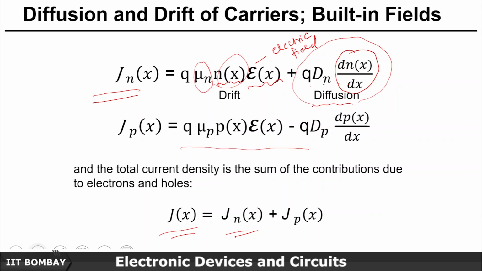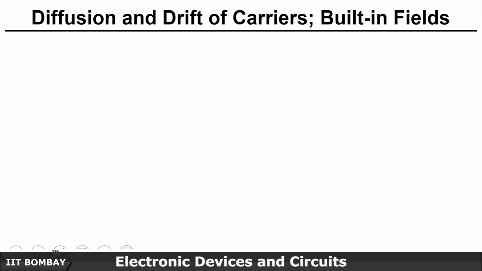Now we'll talk about the drift and diffusion of these charge carriers, which lead to the built-in fields, the fields in the semiconductor itself, and how they act. So before we do that, we'll develop some basic equations. We all know that the electric field is related to the electrostatic potential by this relation from basic electrostatics, a very basic equation.